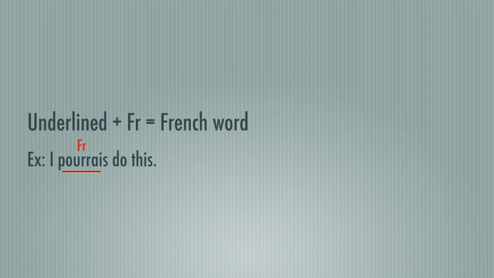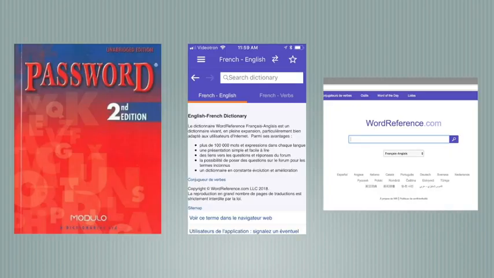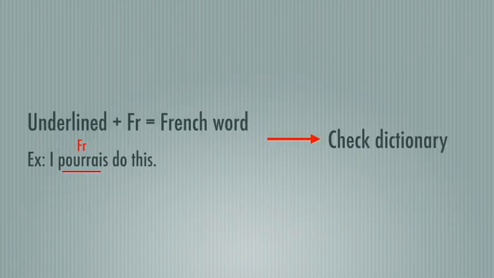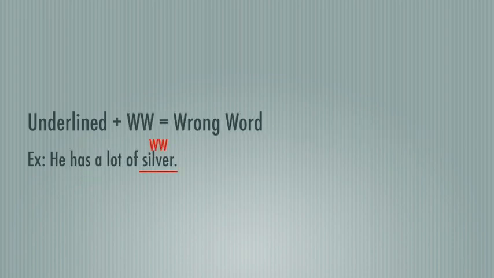Then if you have something that's underlined with FR, you just used a French word, like "I pourrais do this." Okay, you cannot do that. So once again, check the dictionary. You have the choice between the password, the French-English WordReference, and the website. So once again, "I pourrais do this" becomes "I could do this," please.